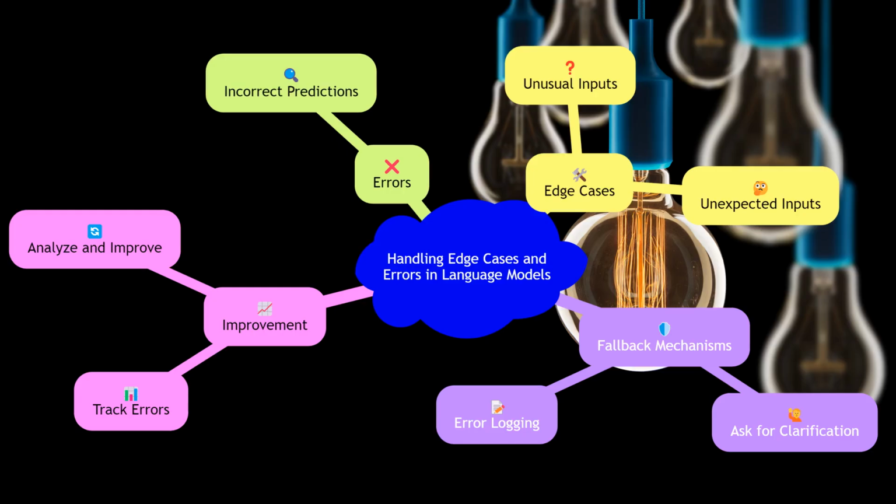In any language understanding model, there will be edge cases and errors that need to be handled. Edge cases are unusual or unexpected inputs that the model may not be able to handle correctly. Errors occur when the model makes incorrect predictions. To handle these situations, it is important to have a fallback mechanism in place. For example, if the model cannot identify an intent, your application can ask the user for clarification. Additionally, you can use error logging to track and analyze errors and use this information to improve the model.